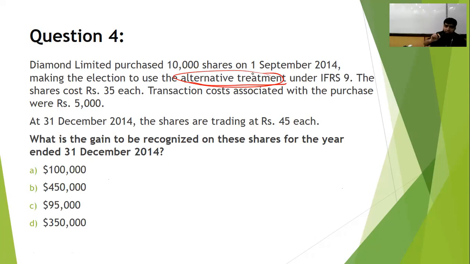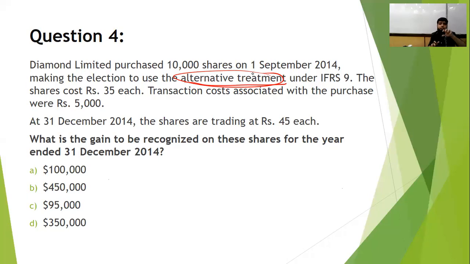And if the word default treatment is used, it means we are going to use fair value through PNL. So now let's recall. We are making an investment. Yes, sir, we are purchasing shares. We are making an investment in equity, purchasing ordinary shares of another company. So we have two options: fair value through PNL and fair value through OCI.